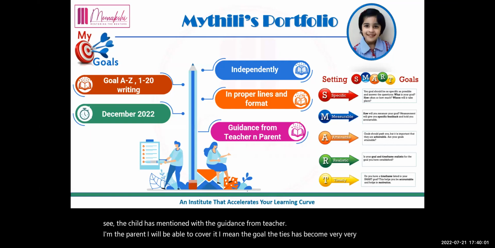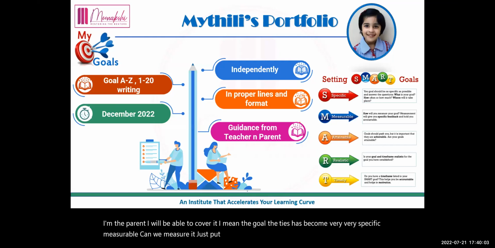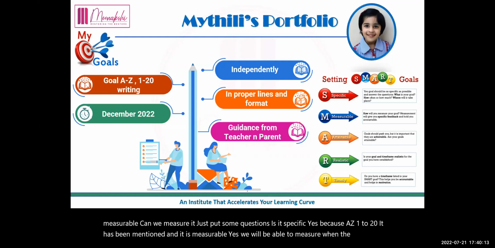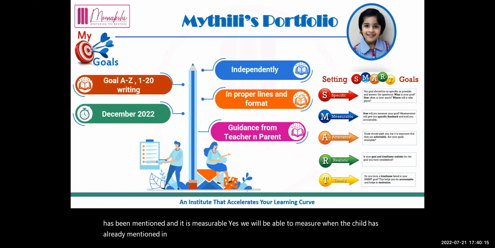Measurable, can we measure it? Just put some questions. Is it specific? Yes, because A to Z, 1 to 20 has been mentioned. And it is measurable. Yes, we will be able to measure it, since the child has already mentioned proper lines and format. If the child is able to write in lines and format, we'll be able to measure whether the child is able to write or not.